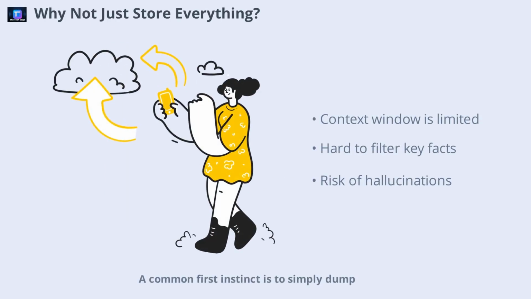A common first instinct is to simply dump the entire conversation history into the model's context window. While this might work for short exchanges, it quickly becomes unmanageable. The model struggles to identify what's important, leading to irrelevant or even hallucinated answers. As conversations grow, you also face technical limits on how much data can be processed at once. This naive approach highlights the need for smarter strategies that can efficiently manage and retrieve relevant information without overwhelming the system.